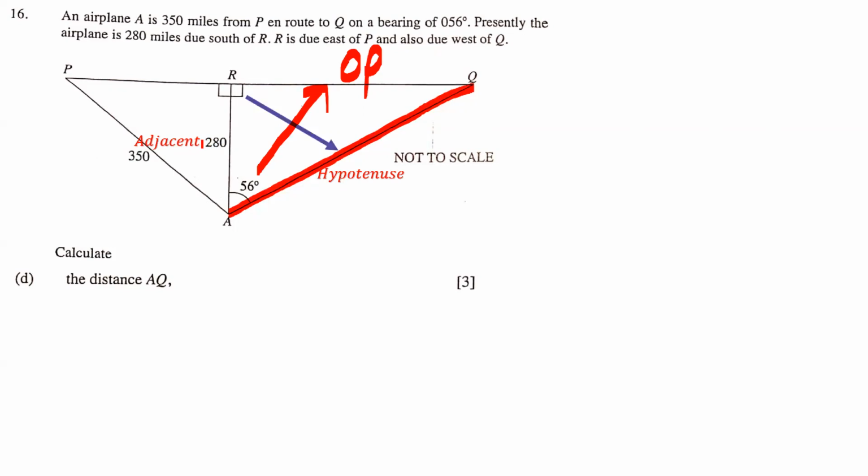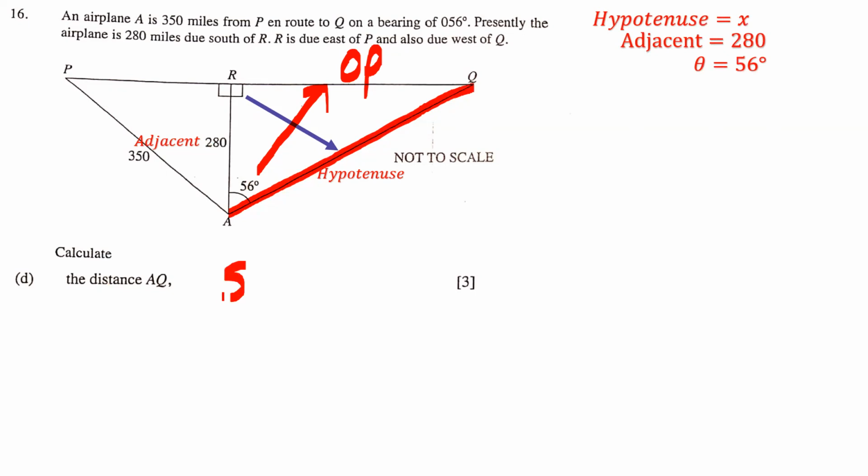So that means that 280 is the adjacent, and the hypotenuse we don't know, but we do know theta. We know that theta is 56 degrees. So let's put in the information that we know. We don't know what the hypotenuse is, so let's call that X. We do know the adjacent, that's 280, and the given angle, that's 56 degrees. So what trig ratio would we use?